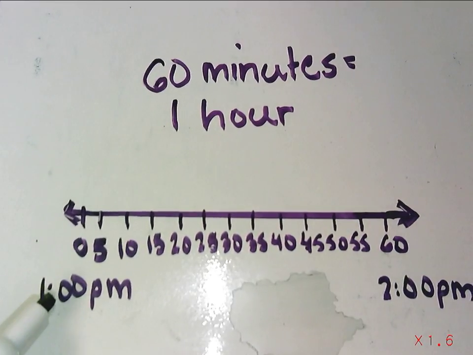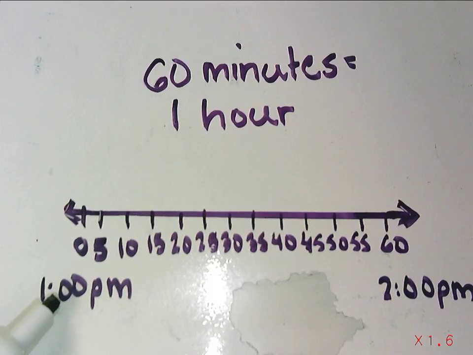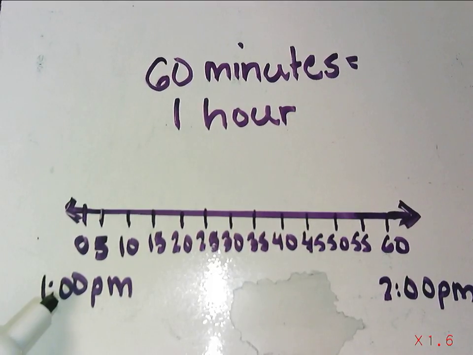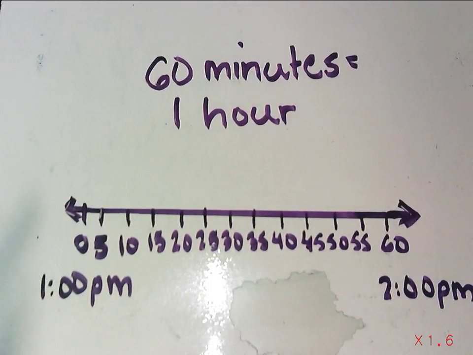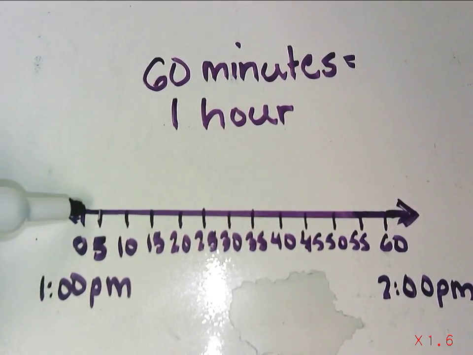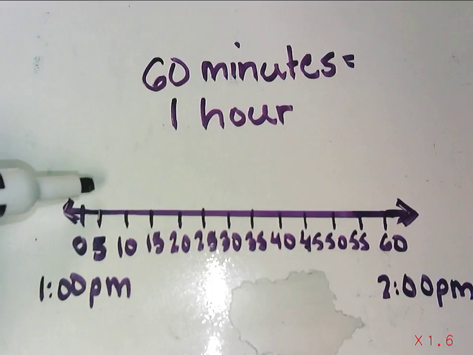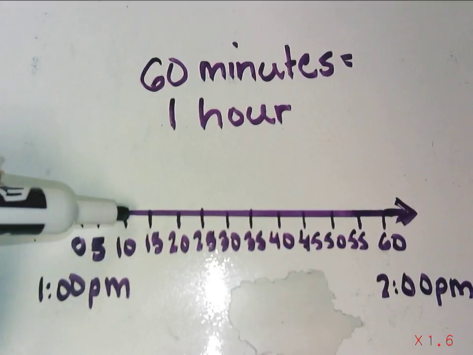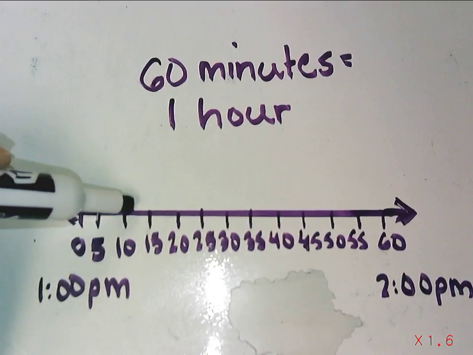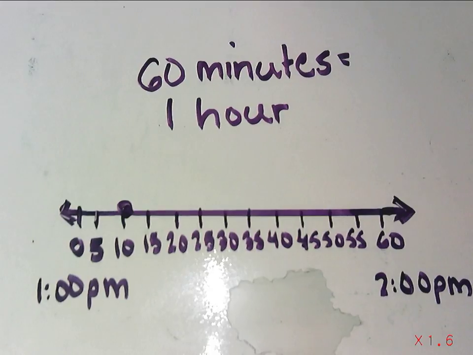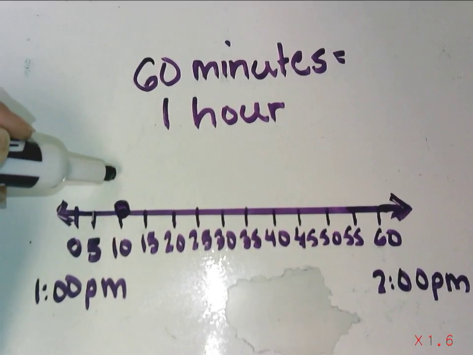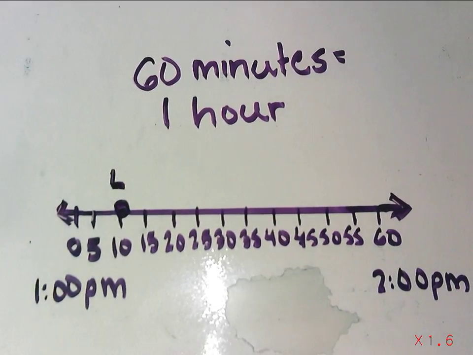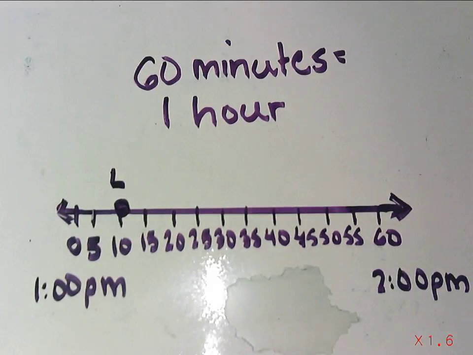So if this is 1 p.m., we need to find that time on our number line by skip counting by 5s until we reach 1:10 p.m. So if this 0 mark is 1 p.m., we know 1:05, 1:10. So this right here is when our lunch ends, at 1:10 p.m. So I'm just going to put an L so I know that's when our lunch ends.